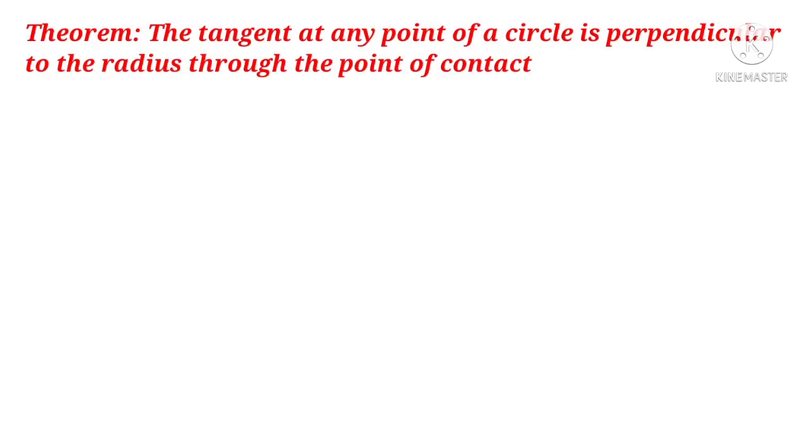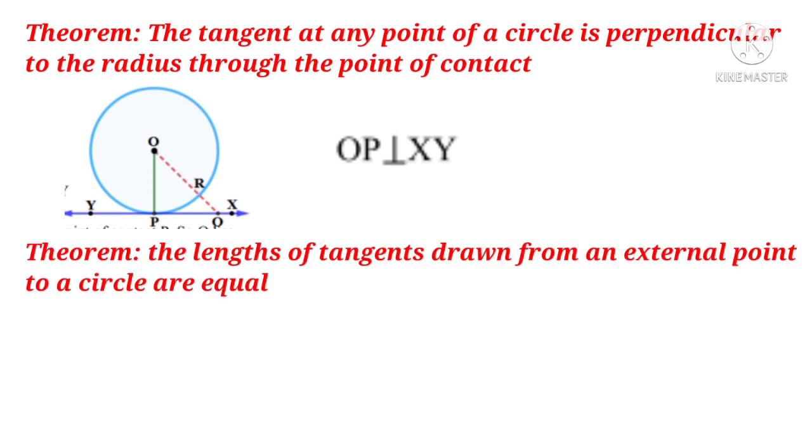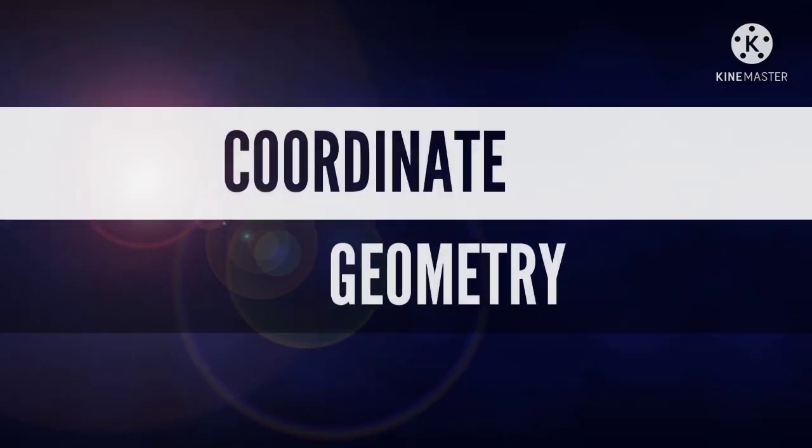Here we have two important theorems. The first one is the tangent at any point of a circle is perpendicular to the radius through the point of contact. It can be understood as the angle between the radius and tangent is always 90 degrees. The next theorem is the lengths of tangents drawn from an external point to a circle are equal. Whenever two tangents are drawn from an external point to the circle, the lengths of those two tangents are always equal. Now we will discuss coordinate geometry.